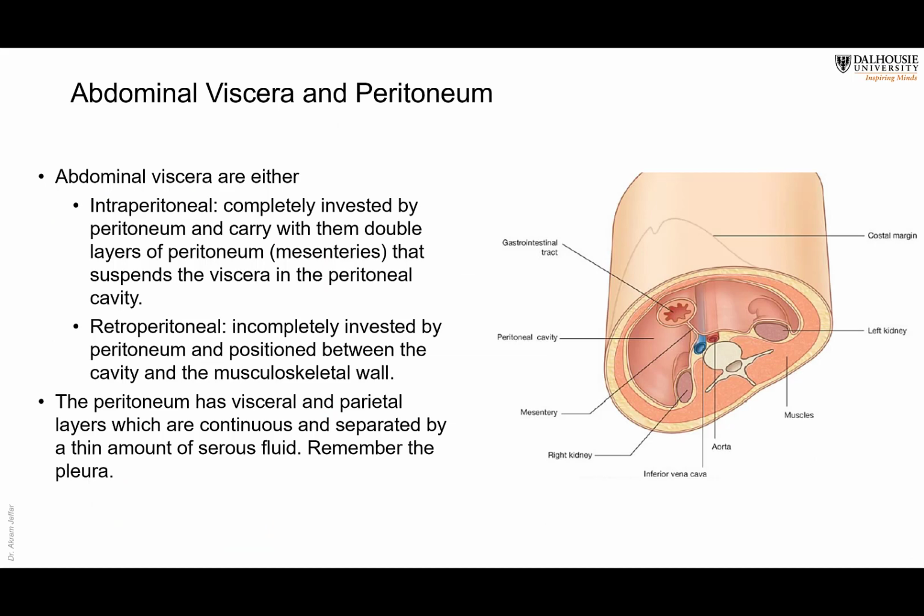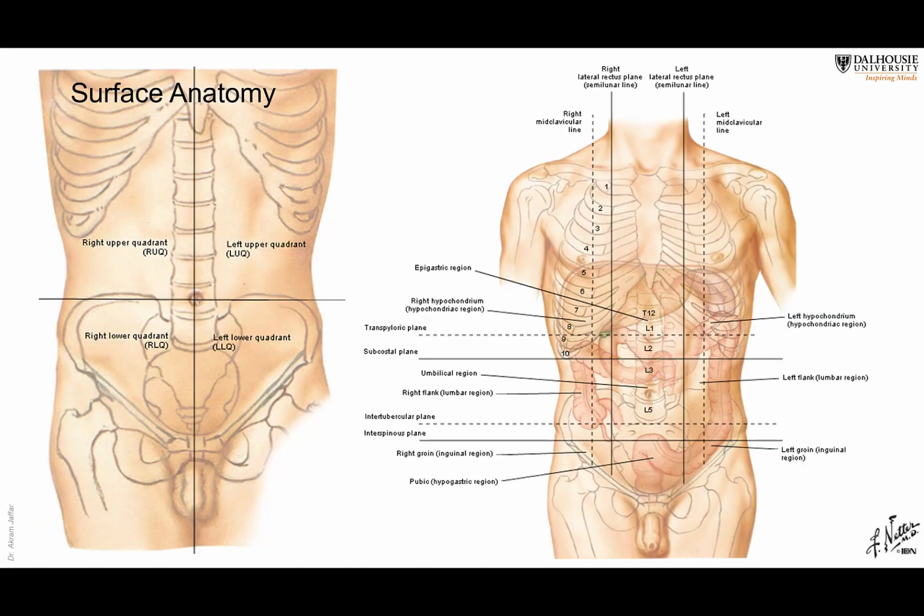And of course, you need to know, like in your mind's eye, what is there deep in these regions. Let's say, for example, here in the right hypochondrium, it's mostly occupied by the liver. In the right inguinal region, there's the appendix, for example, and so on.